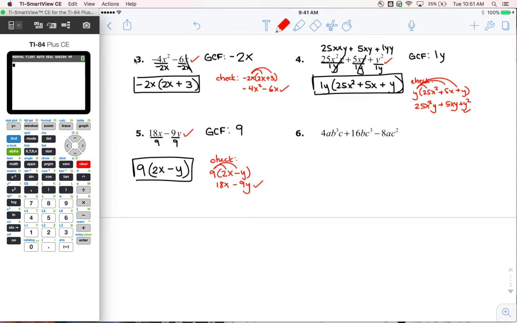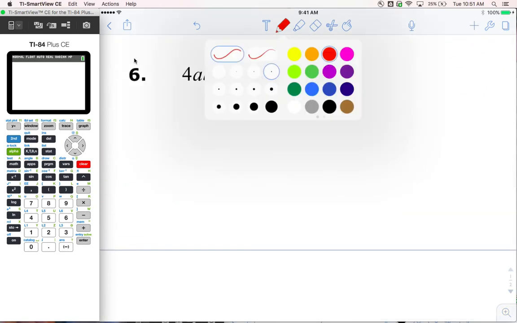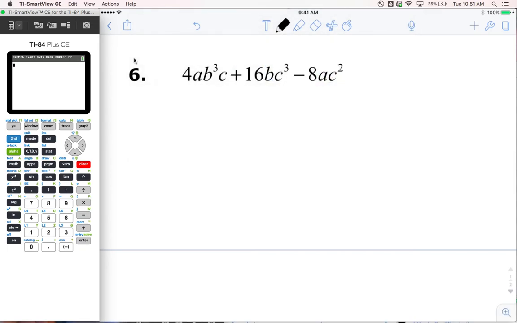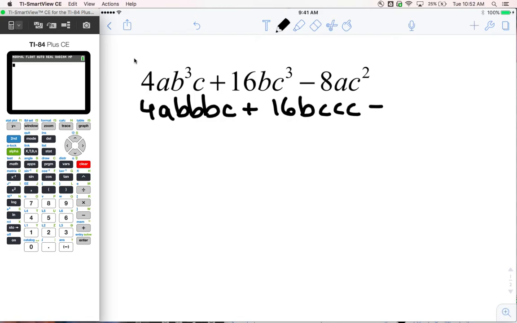Okay. Last one, and yes, it kind of is a lot here. And again, I'm going to do myself the little favor of writing out all these variables. So we have 4a, then we have 3b's and a c. We have 16b and then 3 c's. Then we had an 8 and an a and 2 c's.